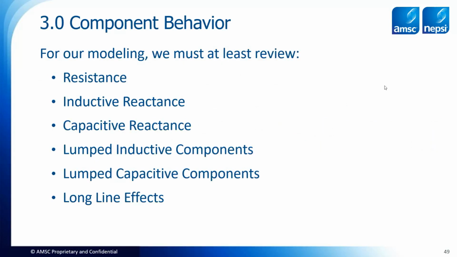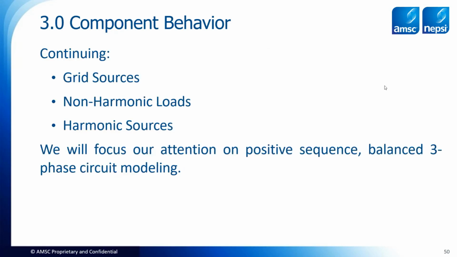So for our modeling, we've got to at least review resistance, how it behaves, how inductive reactance, capacitive reactance, lumped inductive components. We're going to kind of group some things together. Same with capacitive components. We have to take a look at long line effects and how that's going to be affecting our results. We need to look at grid sources. In other words, the utility or whatever is feeding you electrical power. How does that look from a harmonic perspective? We also have to address non-harmonic loads and harmonic loads or harmonic sources.